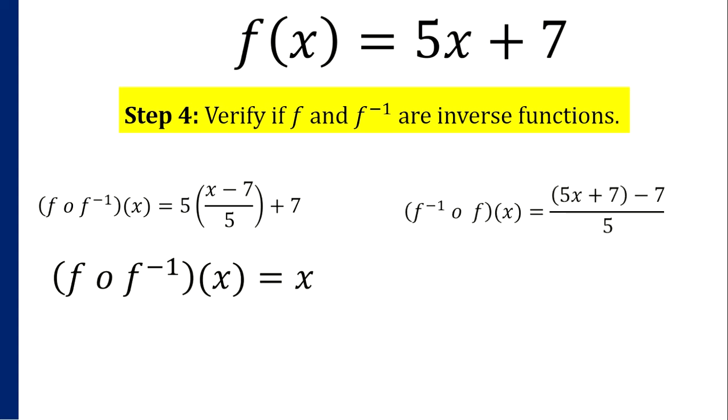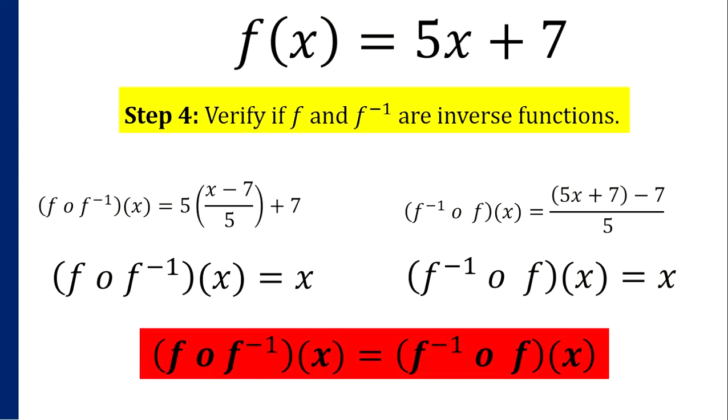So substitute the function to the inverse. So 5x plus 7 minus 7 over 5. 7 minus 7 again is 0. And 5x over 5 is just simply x. Therefore, our answer here is correct. The inverse of the function 5x plus 7 is x minus 7 over 5.